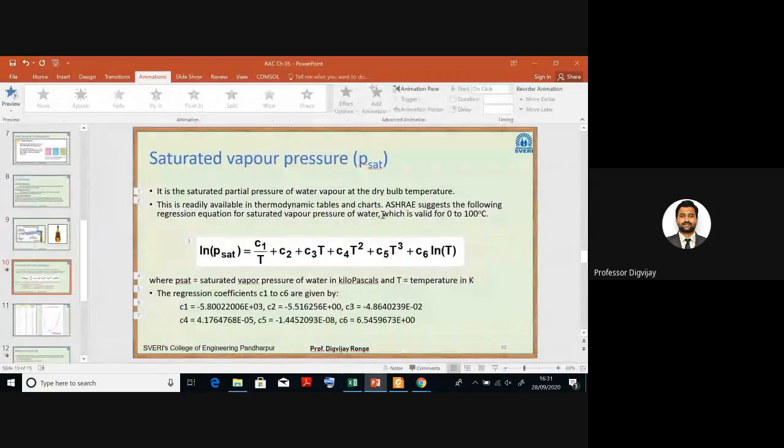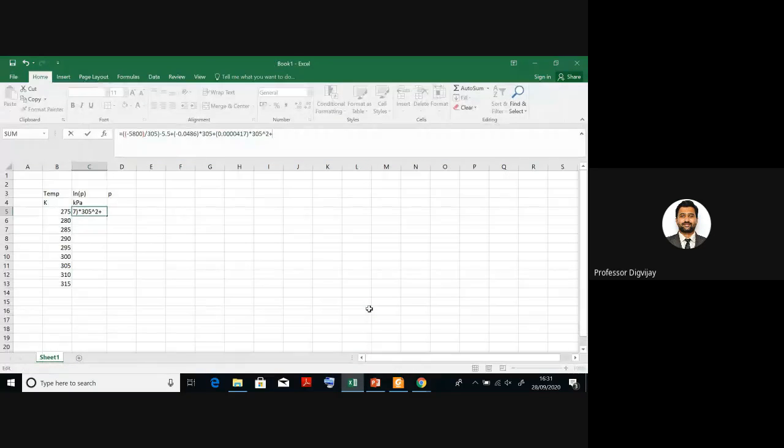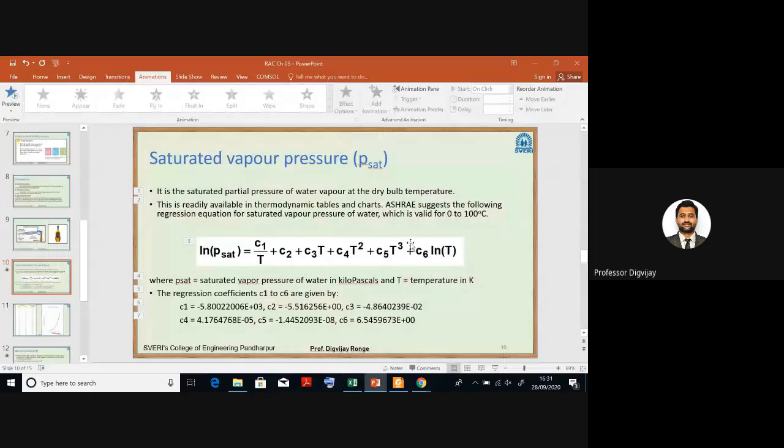Okay. Then we have C5 into T cube. So C5 here is given as minus 1.44 e to the power minus 8 into T cube. So plus, in bracket, minus 1.44 e to the power minus 8, into e to the power 3. So here it comes out to be like this. Then plus, here it is C6 into log of T. So C6 is given here as 6.54.